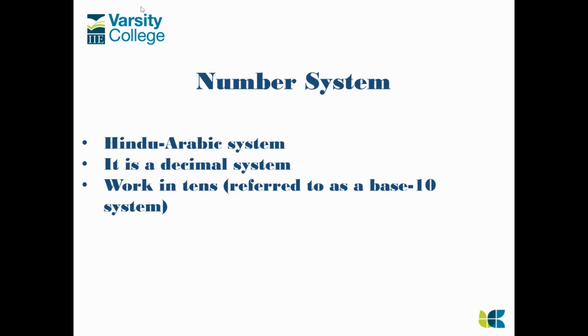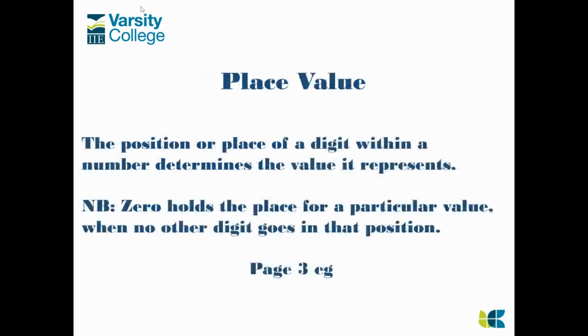10, 100, 1,000, or should I say 10,000, 100,000, million, and it just keeps on going. So that's a base 10 system. That's what we've been operating on all along. Can you believe it? Okay, place value.